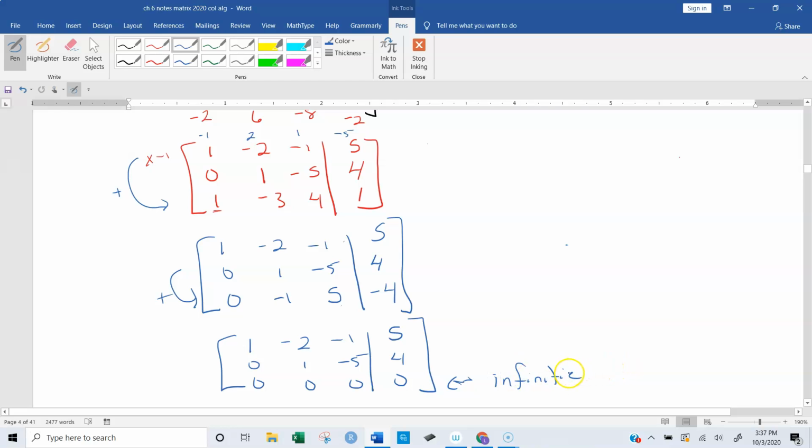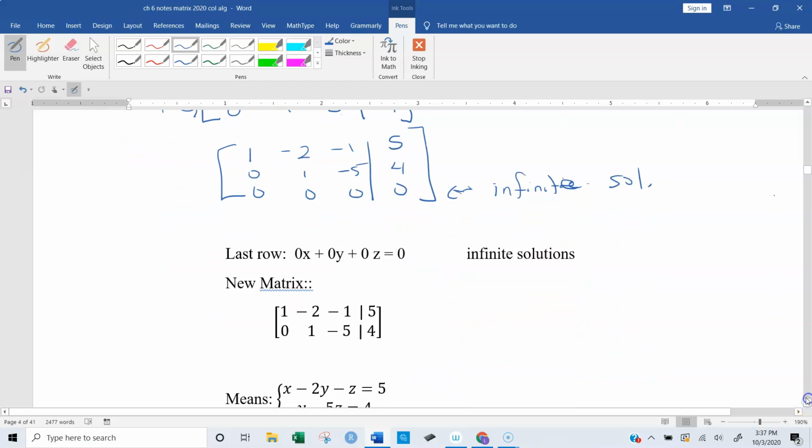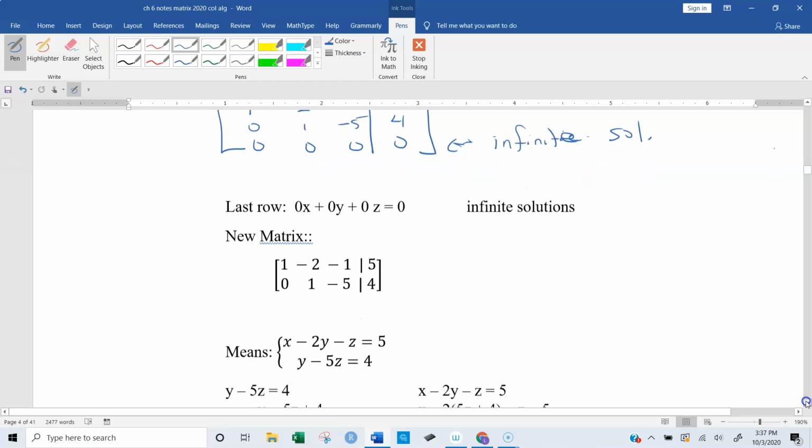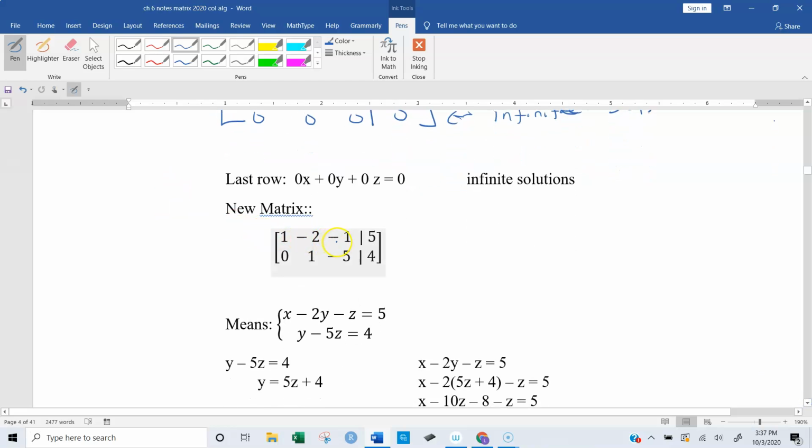The problem with this is that you can't just say there's infinite solutions. You have to show me how they're related. So our new matrix that we have right now is 1, negative 2, negative 1, 5, 0, 1, negative 5, 4. All right, because the bottom row is zeros. So this means that this is x minus 2y minus z equals 5. Then this one is y minus 5z equals 4.